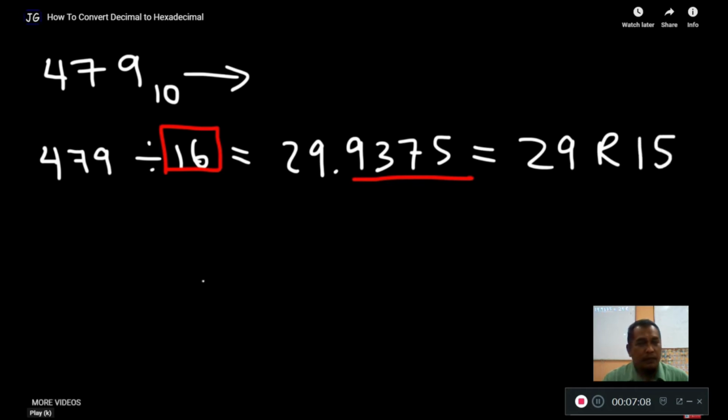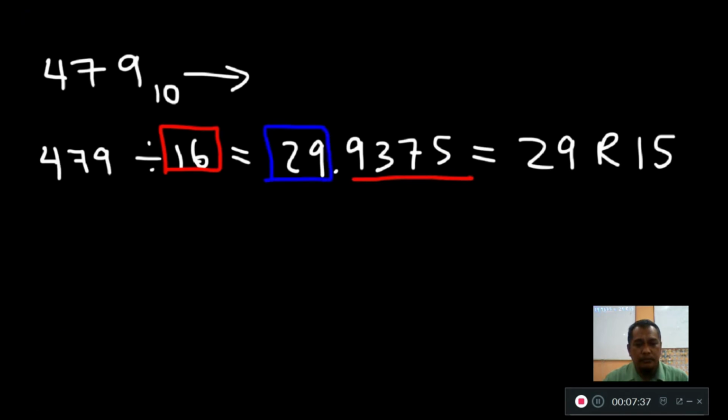Boleh? Mula kita bagi 479 dengan 16, dapat 29.9375. Lepas tu 16 darab pula perpuluhan 9375 untuk dapatkan baki. Bakinya ialah 15. Betul kira? Seterusnya kita bawa turun 29 ke sini, and you start with this number, 29, and divide that by 16.